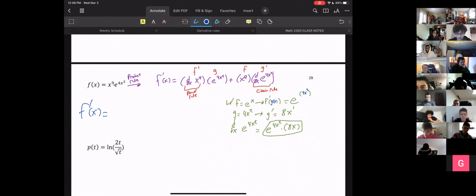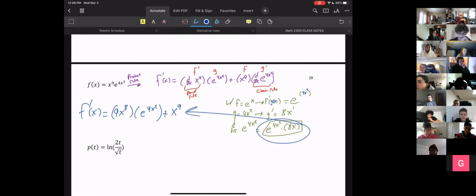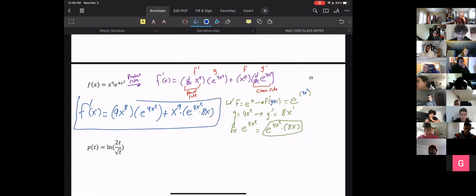So the power rule on x to the 9th is 9x to the 8th, e to the 4x squared. And then we're going to do plus x to the 9th, and then the derivative we just found. Right, this thing is going right in here. Times e to the 4x squared times 8x. That's the final answer. You can simplify it more. There are things you can do to simplify that, but I'm not concerned about the simplification. If you really wanted to, you can.